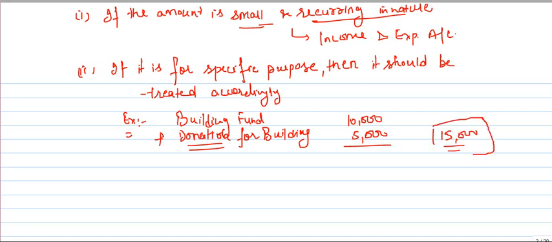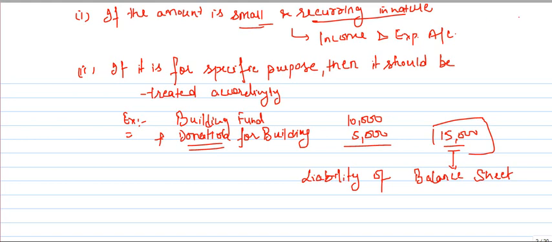And where will this building fund appear? This will appear in the balance sheet. On which side? Asset side or liability side? This will appear on liability side of balance sheet. Clear? So if the donation is for a specific purpose, then it should be treated according to that specific purpose. Clear, friends? Right? So this is how the donation should be treated.